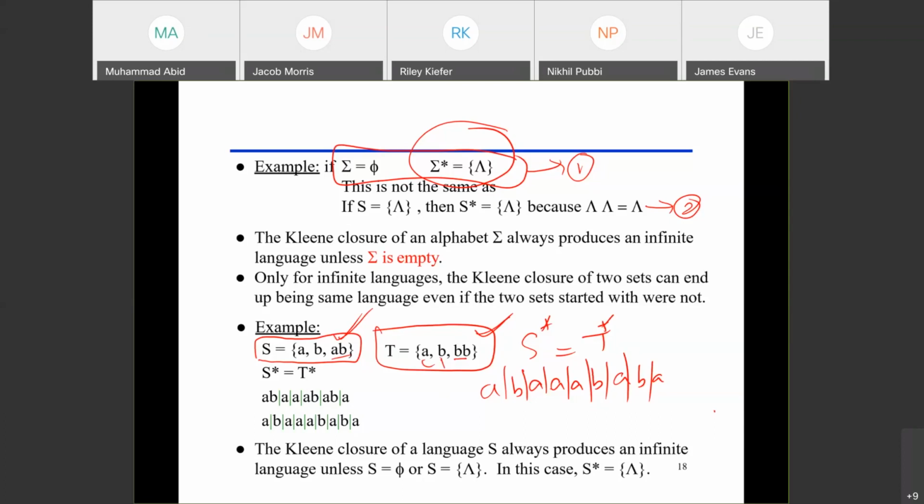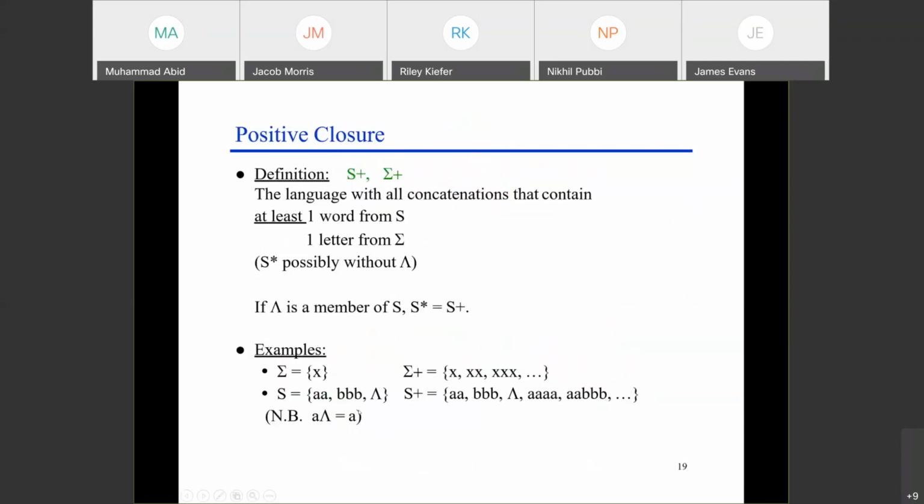The Kleene closure of a language S always produces an infinite language unless S is equal to phi or S is equal to lambda, in this case S star. So I already explained this to you. Okay. Now we are done with that thing. So now we have a new concept. Any confusion with star? Otherwise, I want to change the topic. I want to go to the positive closure.